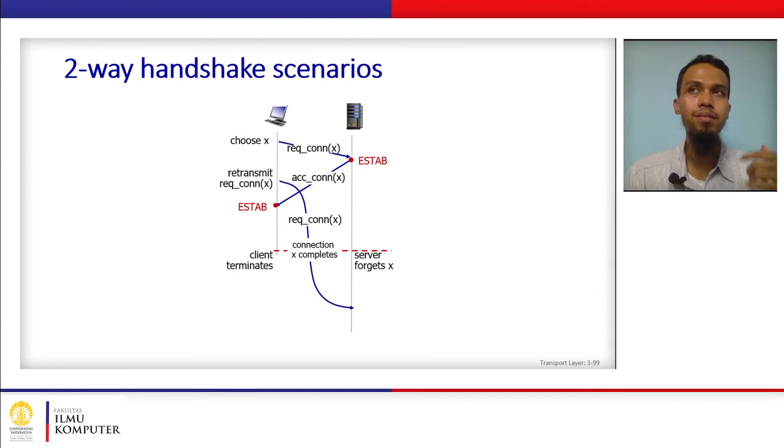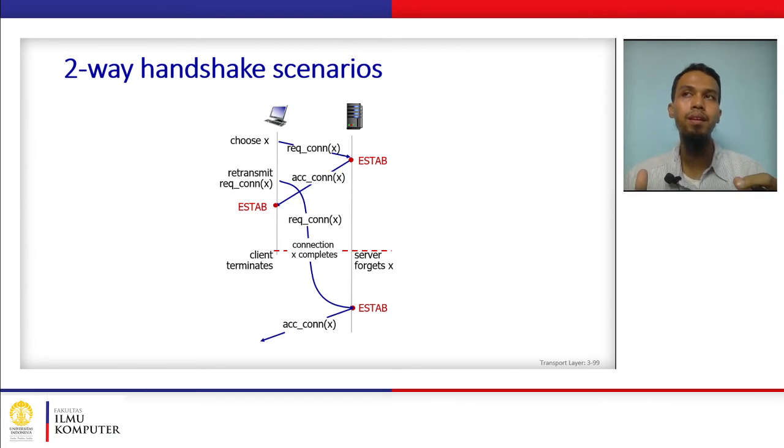Okay, and then it is received by the server, and since the server does not initiate its own sequence number, it just treats the retransmitted request connection as a normal request connection message. So it replies with the accept connection message, and then the connection that was already closed can be reestablished. This is something that shouldn't be happening.